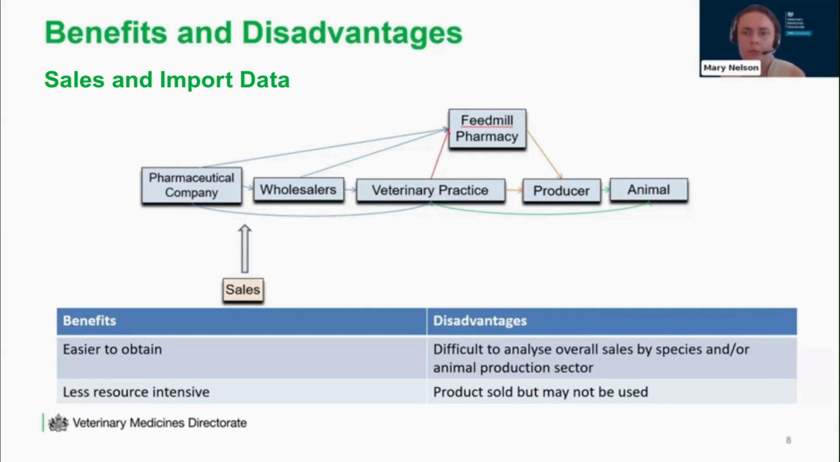Another point is that the product may be sold by the manufacturer one year to the farmer, say, and may not be used until the next year, and therefore the product isn't being used at the current time, so we can get reduced accuracy of the data by overestimating or underestimating use. It's also important to note that import data can be used instead of pharmaceutical data and represents a very similar point of data collection.